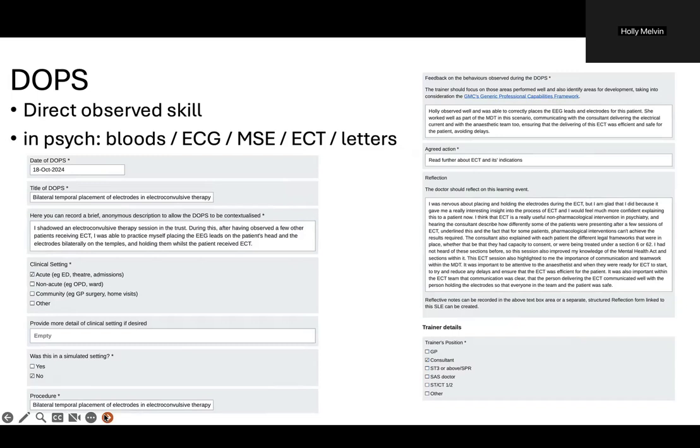And DOPS is directly observed procedural skills. This is anything that you do. In psych specifically, there are bloods, ECG, MSEs, that's the mental state exam, ECT, letters, and capacity assessments, but depending on the rotation you're in depends on the DOPS that you'll be able to get done. Maybe it's an ABG, or a FEMSTAB, or maybe you did the pacing in a cardiac arrest scenario, whatever it is. Try and ask a senior at the time if they can sign you off for that.